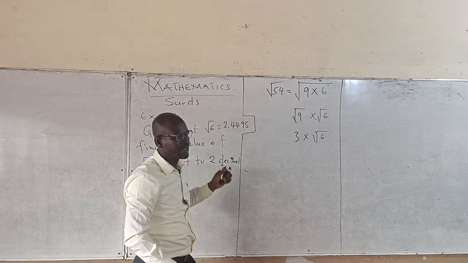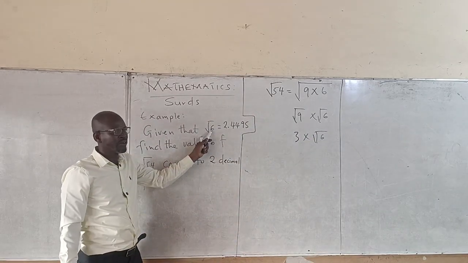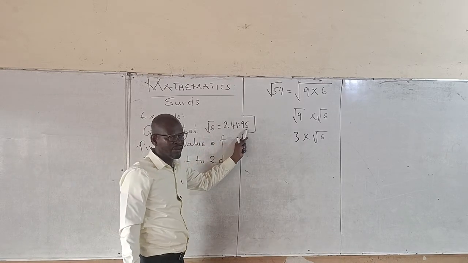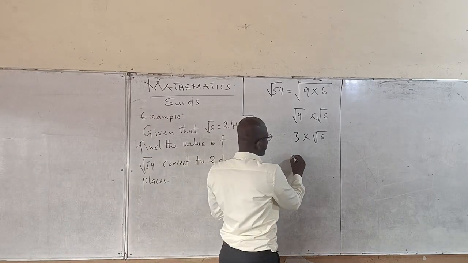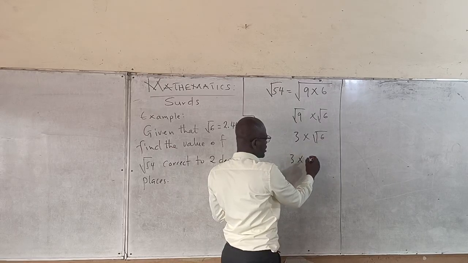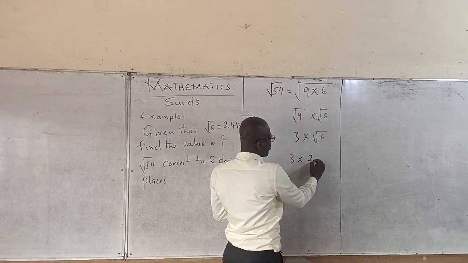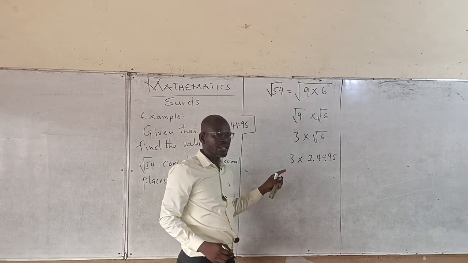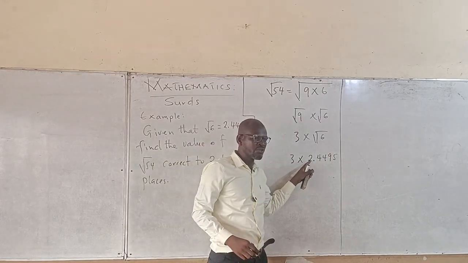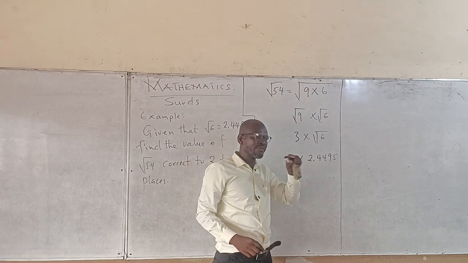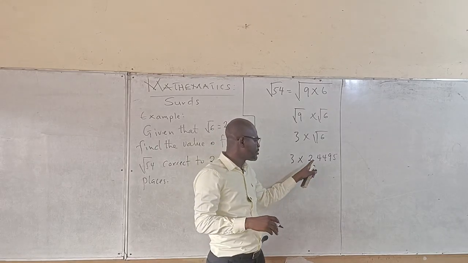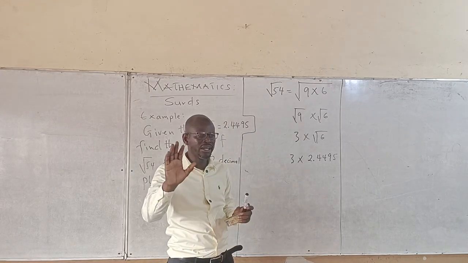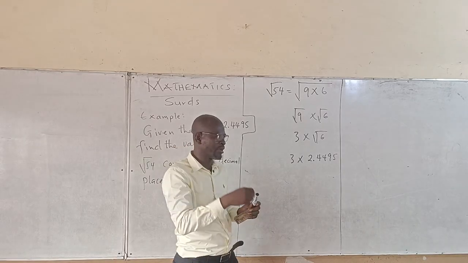And the question we're given says that whenever we see the square root of 6, we should substitute and write 2.4495. So instead of writing the square root of 6, we write 2.4495. Now let's multiply 3 by 2.4495. Just close your eyes, assume there's no decimal point, and multiply straightforward. When you finish, you bring in the decimal point.